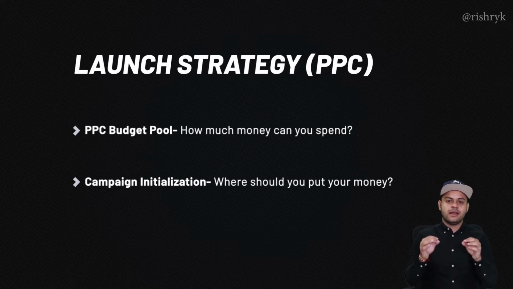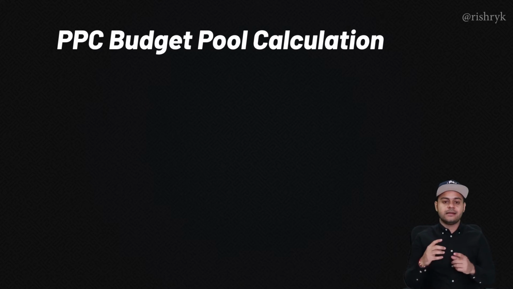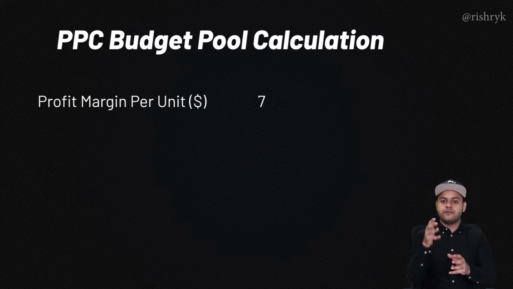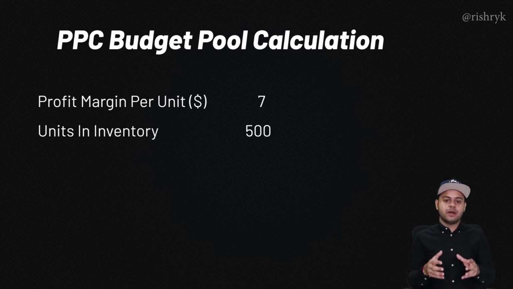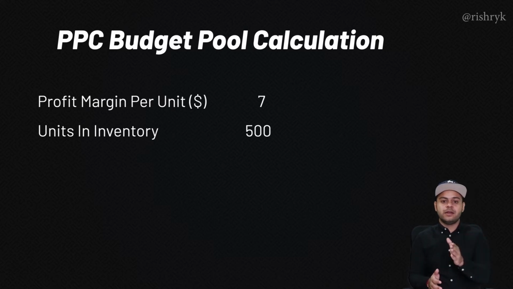First number is the average amount of profit that you will make per unit whenever a unit is sold on Amazon. Okay, let's consider that number is $7. Let's say you're making $7 for every unit that is being sold on Amazon for your product. The second number that you need to consider is the amount of inventory that you have. Let's assume that number is 500 units. So let's say you have 500 units on Amazon. Every unit when you sell on Amazon is going to make you $7 at minimum.